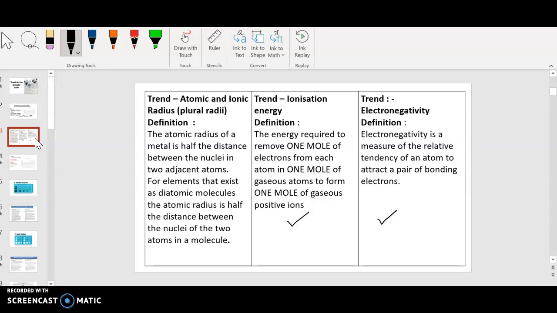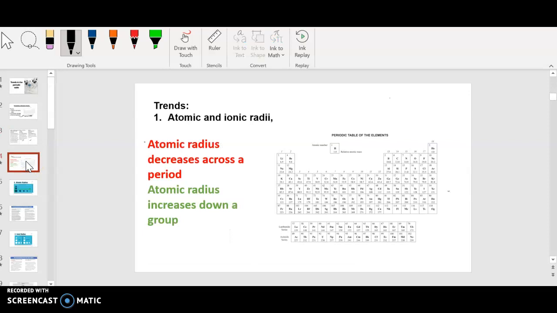So we've dealt with the definition. Now let's look at the trend. I'm going to first deal with atomic radius, and then I'll look at ionic radius. If you remember from your previous work, as you go from left to right on the periodic table, we call that a period. And as you go from the top to the bottom of a column, we call that a group.